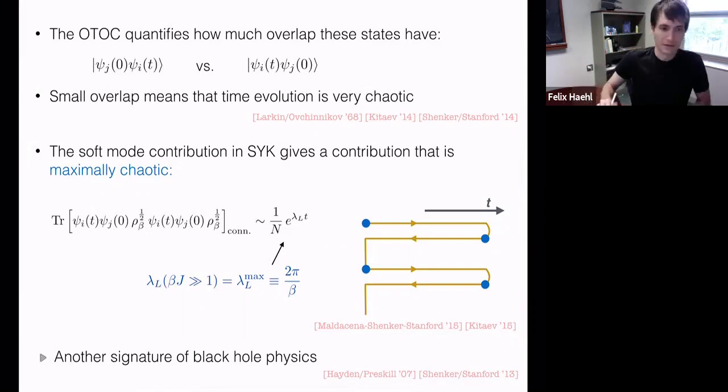So, okay, that's the third connection with gravity that I wanted to recall. Is this clear so far? Hopefully known.